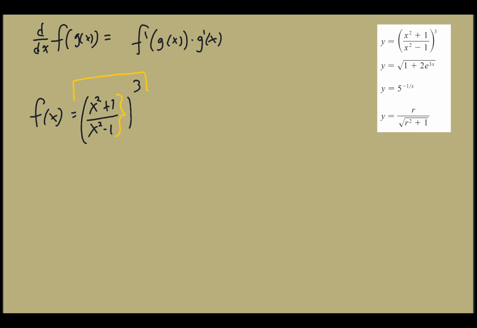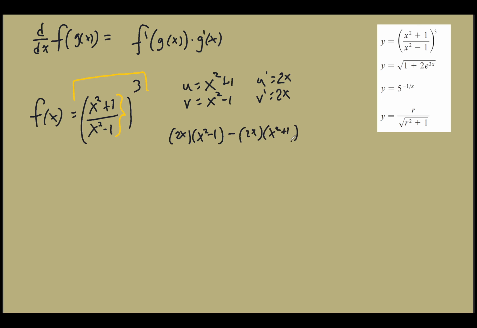So let's just go ahead and solve that inside quotient first. For my u, I'm going to make it x squared plus 1. For my v, I'm going to make it x squared minus 1. So u prime is 2x, that's a power rule. V prime is 2x, that's a power rule. So we'll take that and we'll do u prime 2x times x squared minus 1 for v minus 2x v prime times u, x squared plus 1. And if I want to condense this a little, we could write it like this.